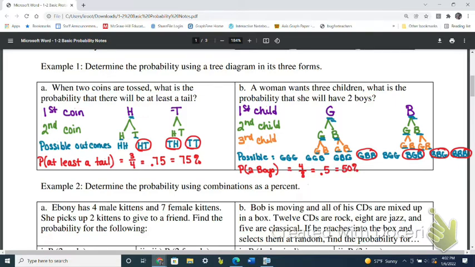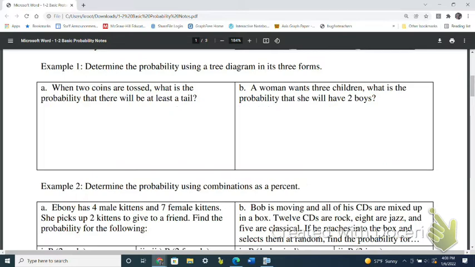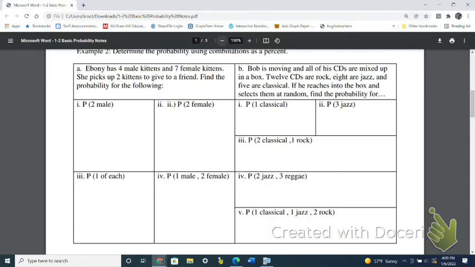Okay, let's look at example 2. For example 2, our directions say express the probability using combinations as a percent. So everything is just going to be a percent. Ebony has 4 male kittens and 7 female kittens. She picks up 2 kittens to give to a friend. Find the probability of the following. So she just picks up 2 at random. 4 plus 7 gives me 11 kittens total.